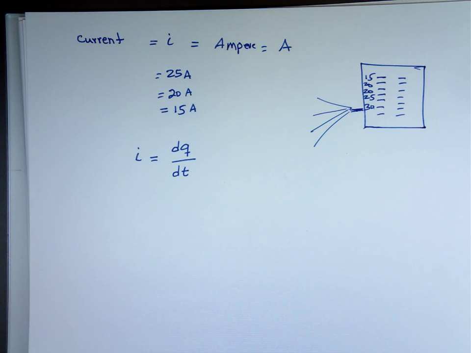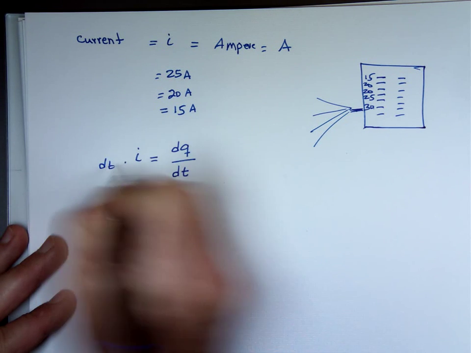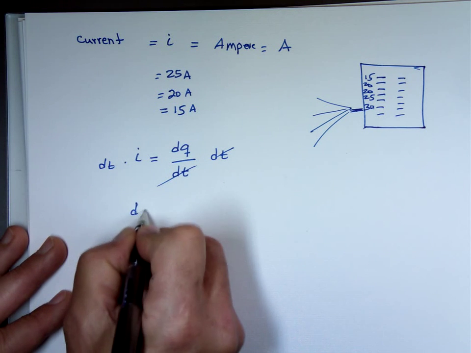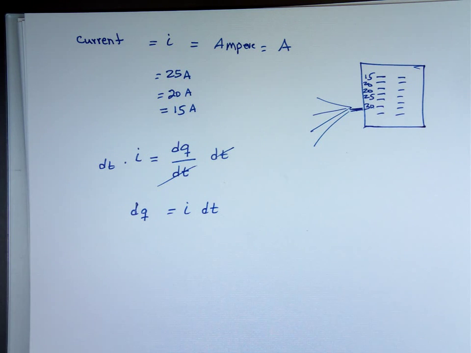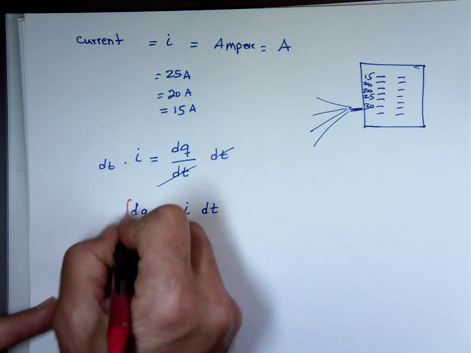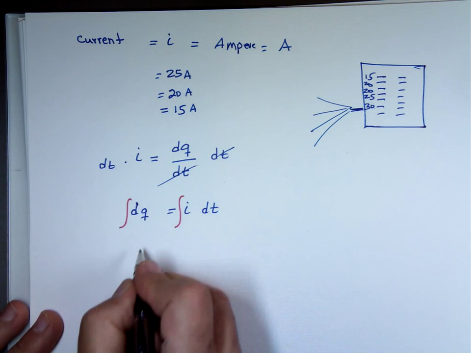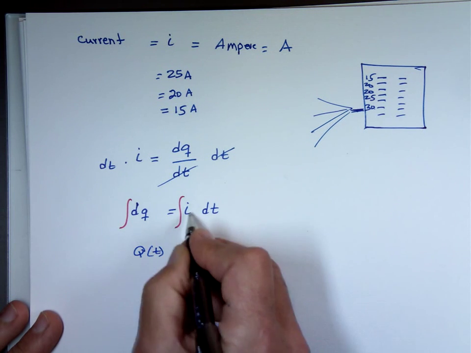Now, if we play with the math here, if we cross multiply both sides by dt, we have dq equals I dt. And if we integrate both sides, what's the integral of dq? Q.